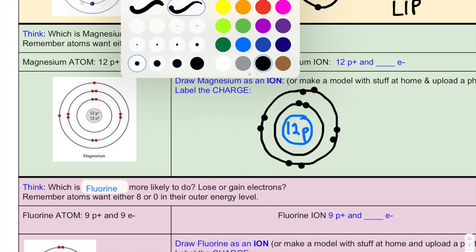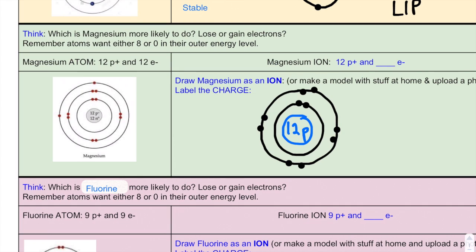Now they do want us to put the charge, so if it has 12 protons and now it lost 2 electrons, so it only has 10 electrons, what is the charge? Well, 12 positives and 10 negatives means it's positive 2, or sometimes we usually say 2 first. And remember again, that makes sense. Double checking, losing is positive since it lost electrons. It is now a cation.